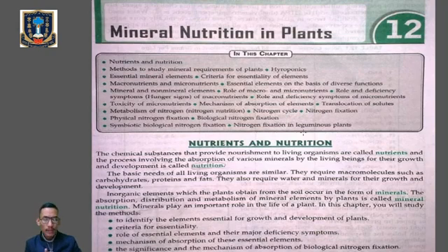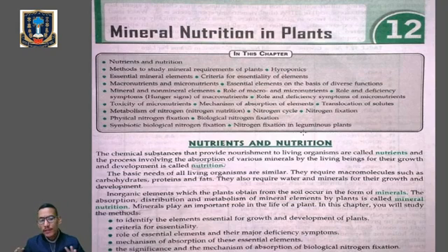So nutrients are the chemical substances that provide nourishment to living organisms, and nutrition is the process by which those nutrients are absorbed by the body and utilized for the growth and development of a living organism. Okay, that is the proper definition of nutrients and nutrition. Clear? Okay, now next one.